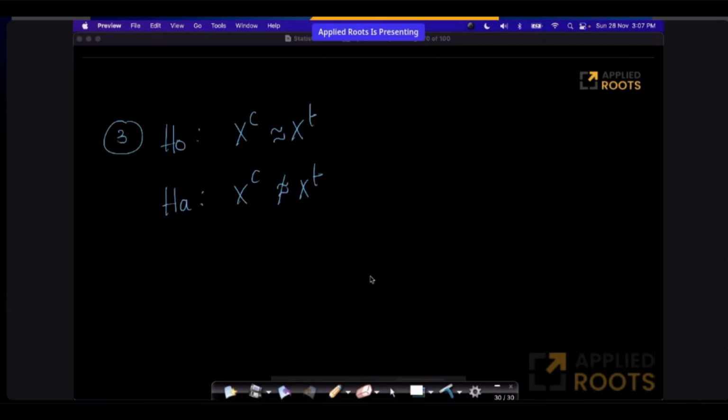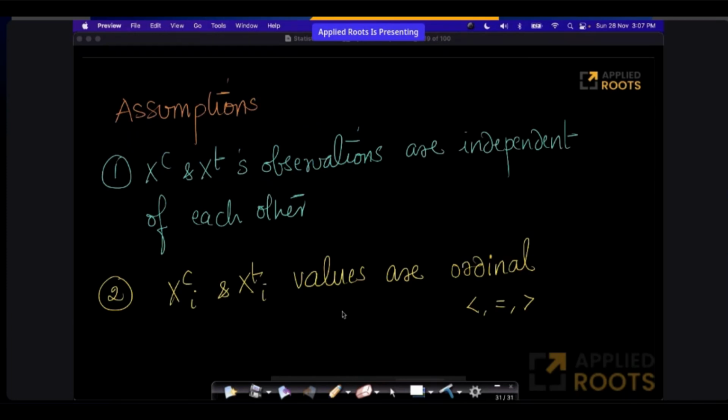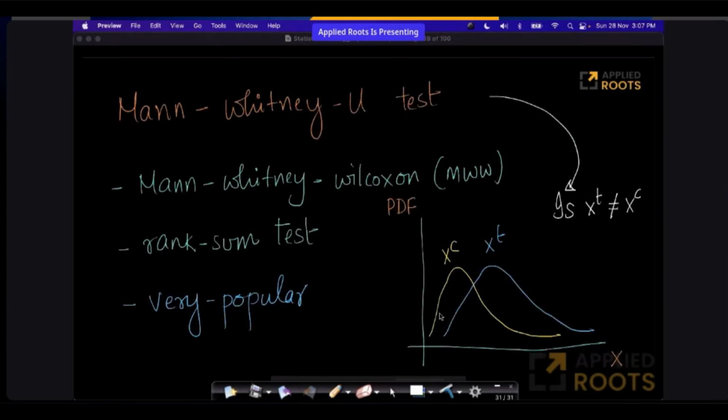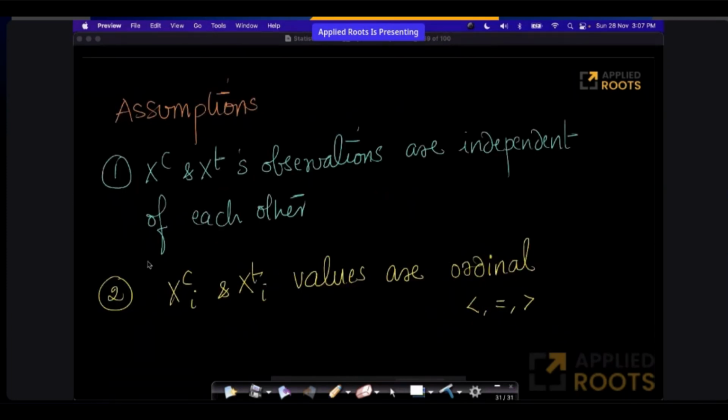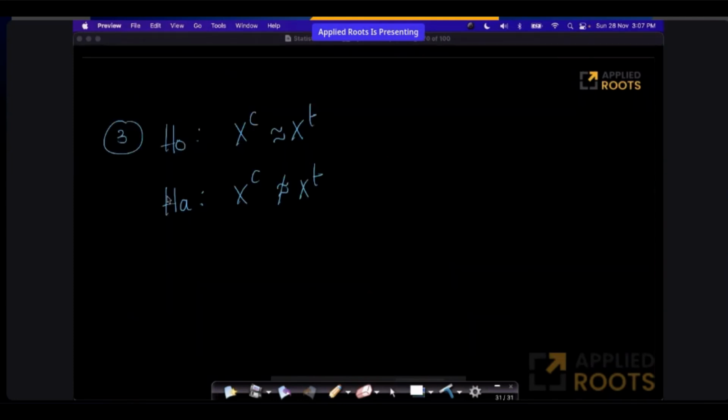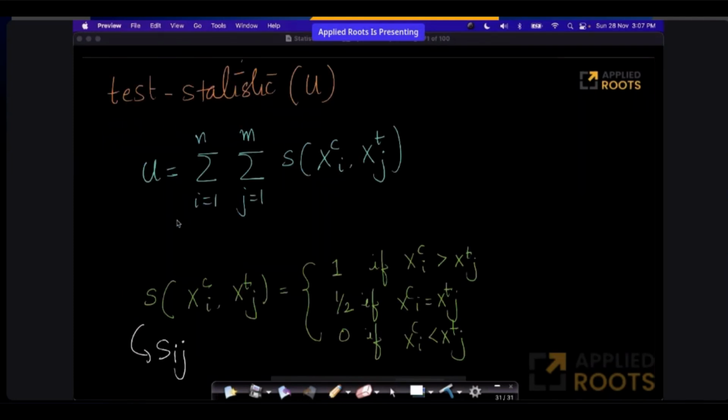That's super duper important. Like any statistical test, we should always first ask, what is the null hypothesis, boss? The null hypothesis here is that XC and XT are the same distribution. The alternative hypothesis is that XC and XT are not the same distribution. In any hypothesis test, first ask yourself these questions. What is this test? What is it exactly trying to do? What are the underlying assumptions? What is the null hypothesis? What is the alternative hypothesis?